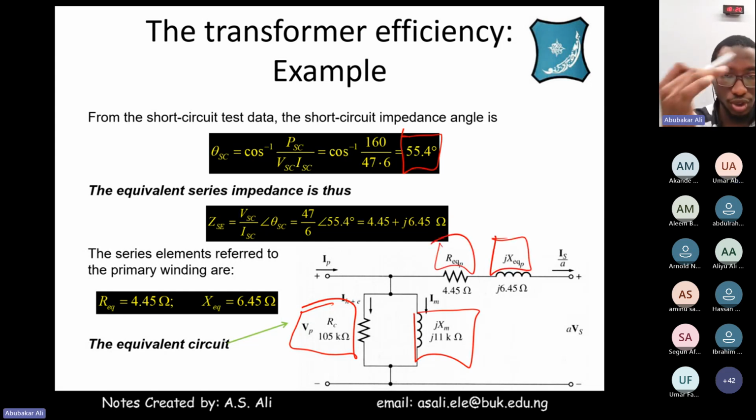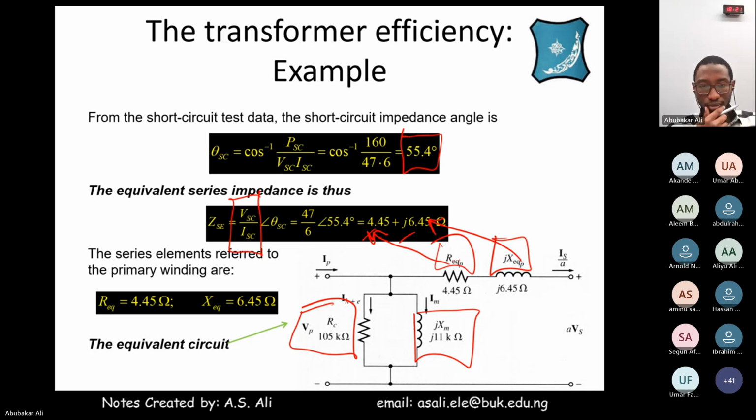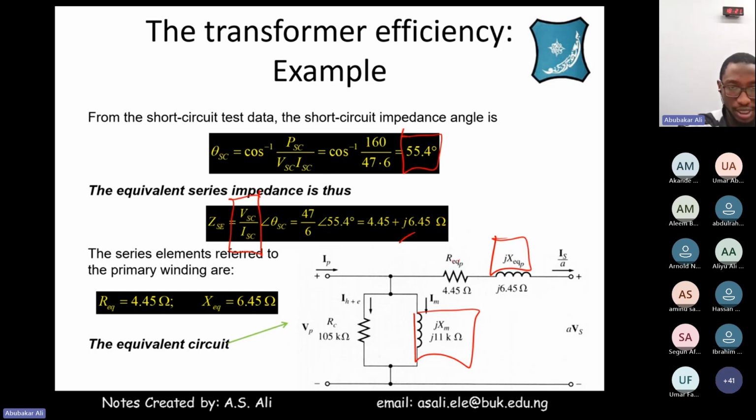So to find these two, just like what we did in our previous session, we find the theta SC and then we find the ZSE, which is just the VSC divided by ISC. And this we have from the table. You go to the table, you find them, plug in this angle, and you find the real and the imaginary. So this R equivalent is the real, and this one is the imaginary part. Is that clear? So this is referring to the primary, the high voltage side.